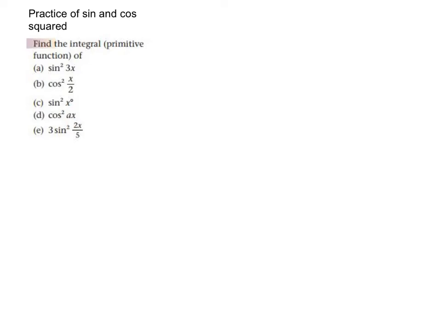So now we're going to practice integrating sine squared and cos squared. Alrighty, so the first one, A. We want to find the primitive, really, of sine squared 3x. Okay, now you can learn what to do, but let's derive it first, like derive the substitution.